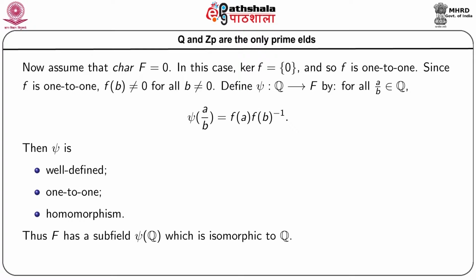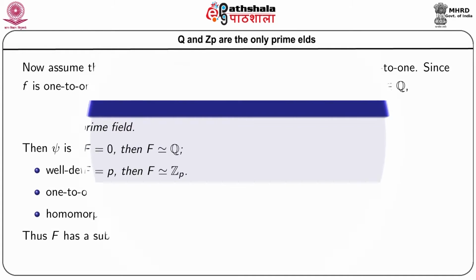Again, note that f(b) is non-zero, so f(b) inverse exists in F. You can check that psi is well defined, psi is 1 to 1 and psi is a homomorphism. Thus, we get Q is isomorphic to psi(Q), that is the image of psi, which is a subfield of F, and thus the result follows.